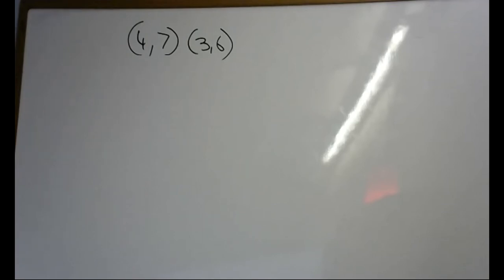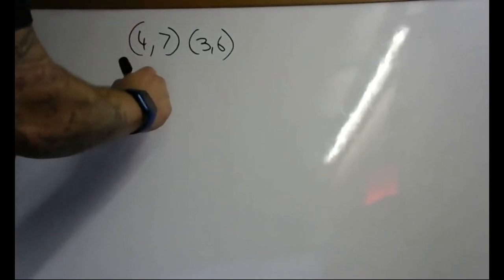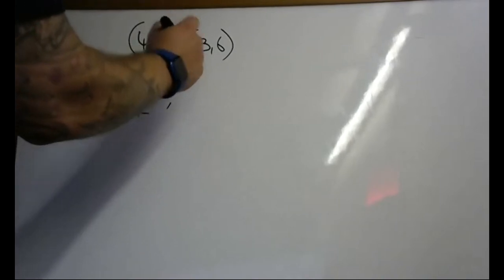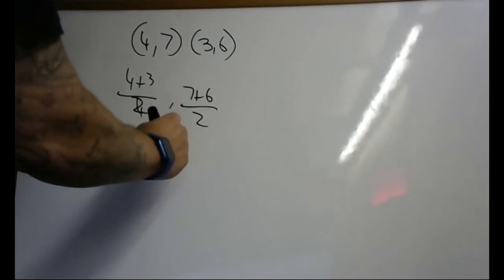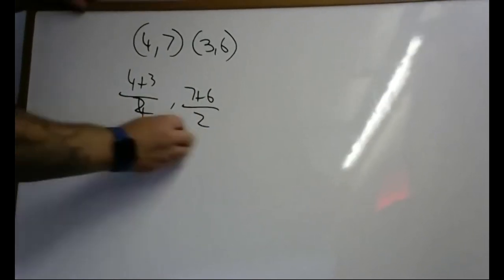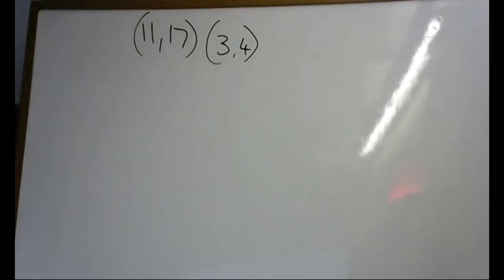So Izzy says 3.5 and 6.5. 4 plus 3 divided by 2. Perfect. So I'm going to make it significantly more difficult in a second. So if you get this one, you'll be fine.